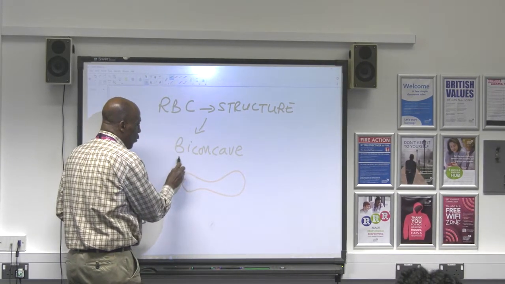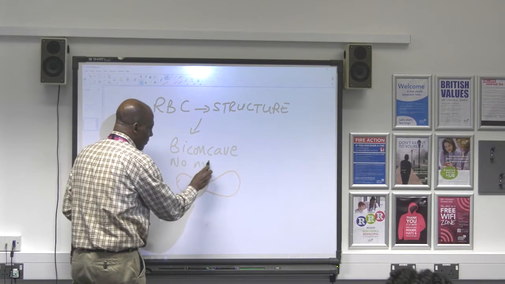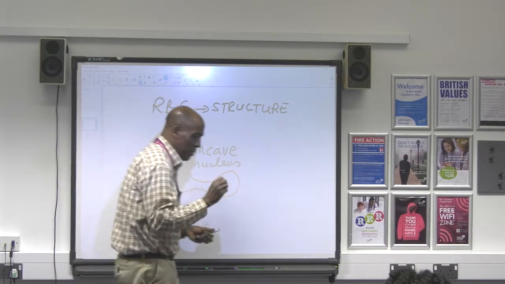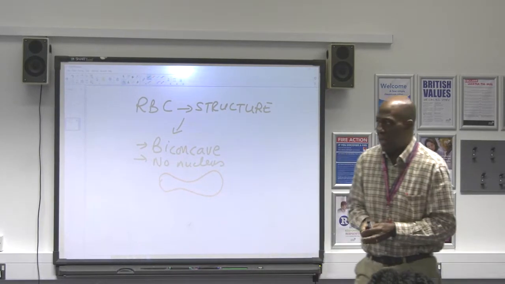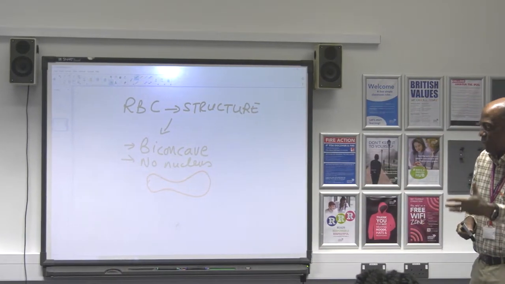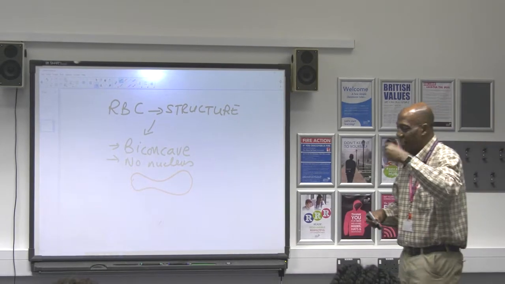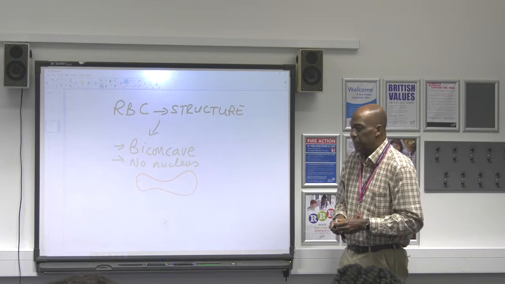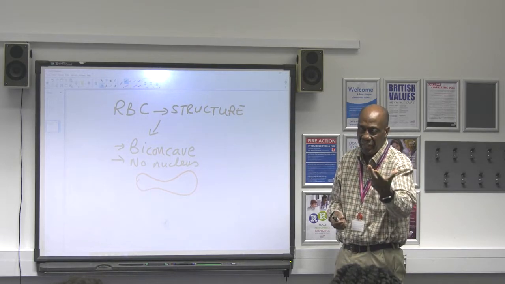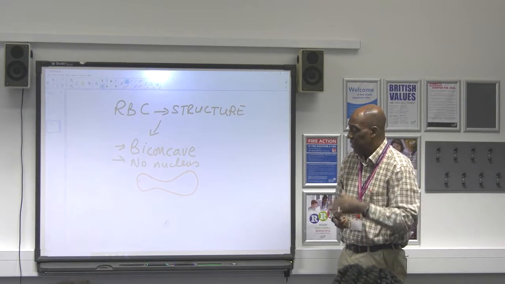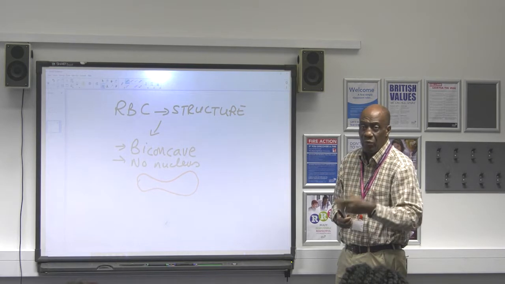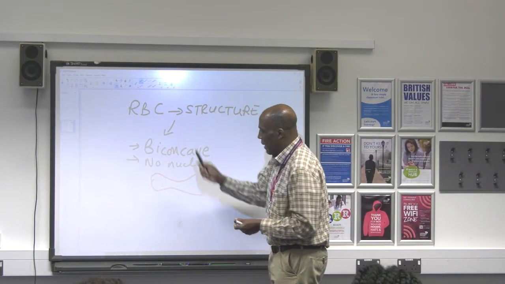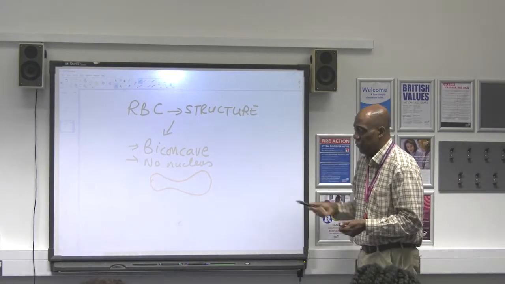It has no nucleus. So the red blood cell has no nucleus. So this again goes to confirm that the red blood cell doesn't replicate, it doesn't copy itself, unlike the traditional cells we have in our tissues and parts of the body. The red blood cells wouldn't go through the process of mitosis. So it's biconcave in shape, it has no nucleus.